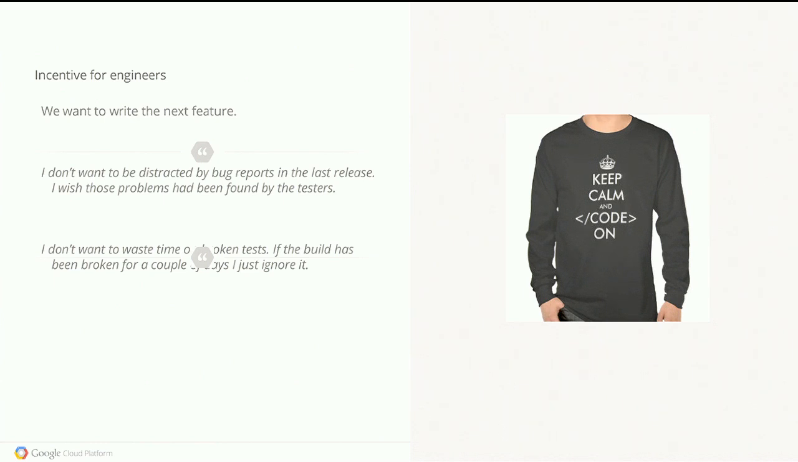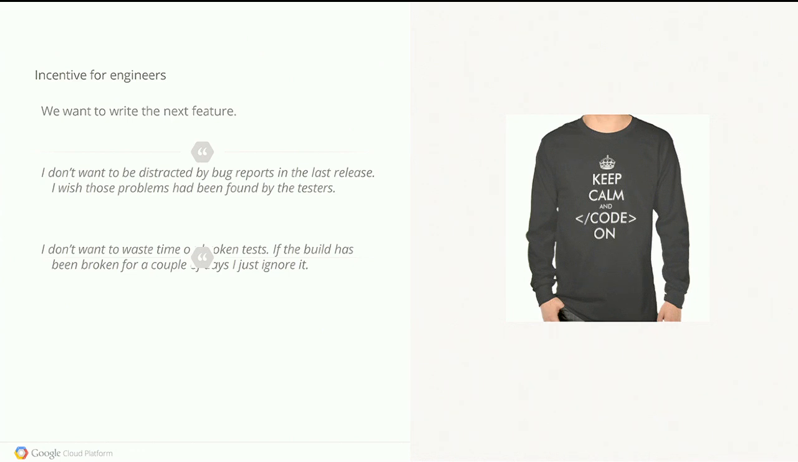So this is somebody who's like, oh, I wish this wasn't my job. It's annoying. The last release, I'm totally over that. I don't even remember how to find that branch again. And then, oh, my quote mark moved. I'm sorry. That says I don't want to waste time on broken tests. If the build has been broken for a couple of days, I just ignore it.